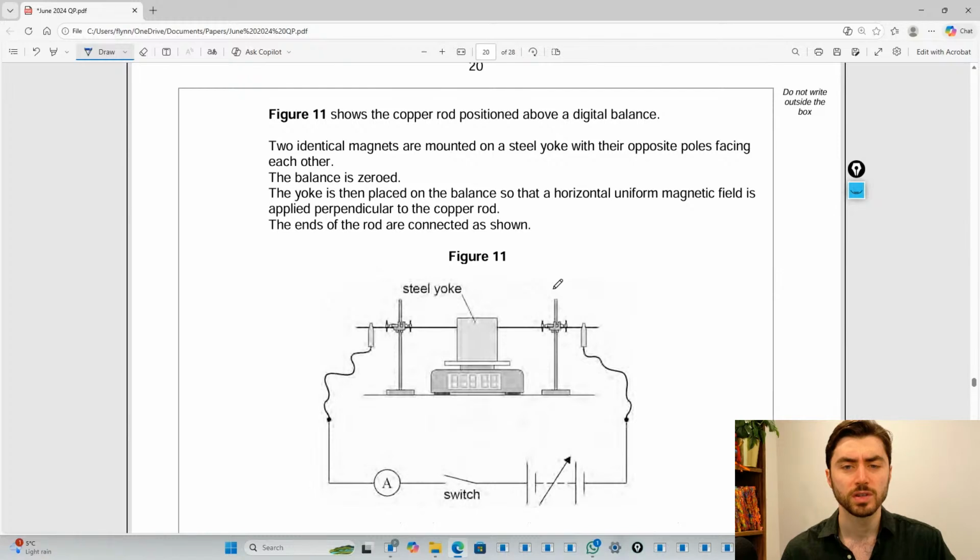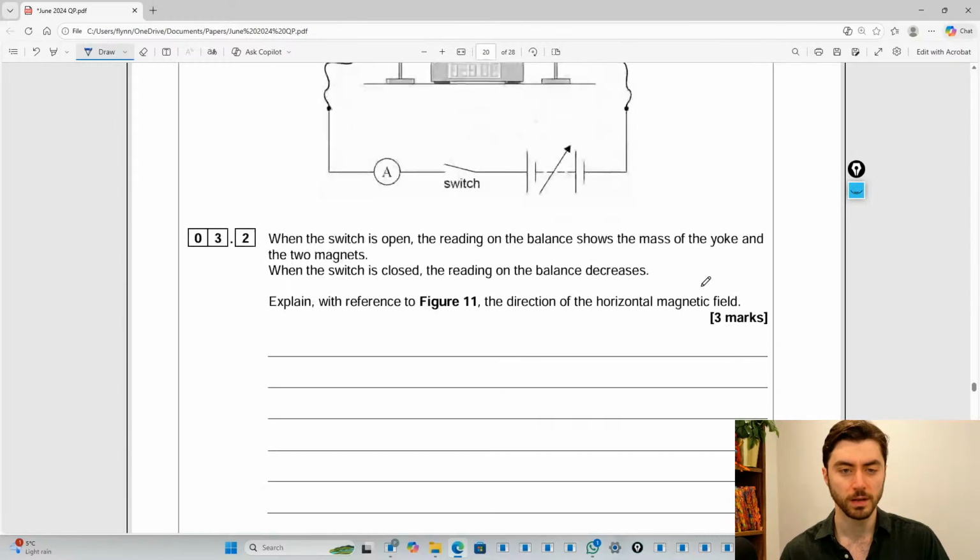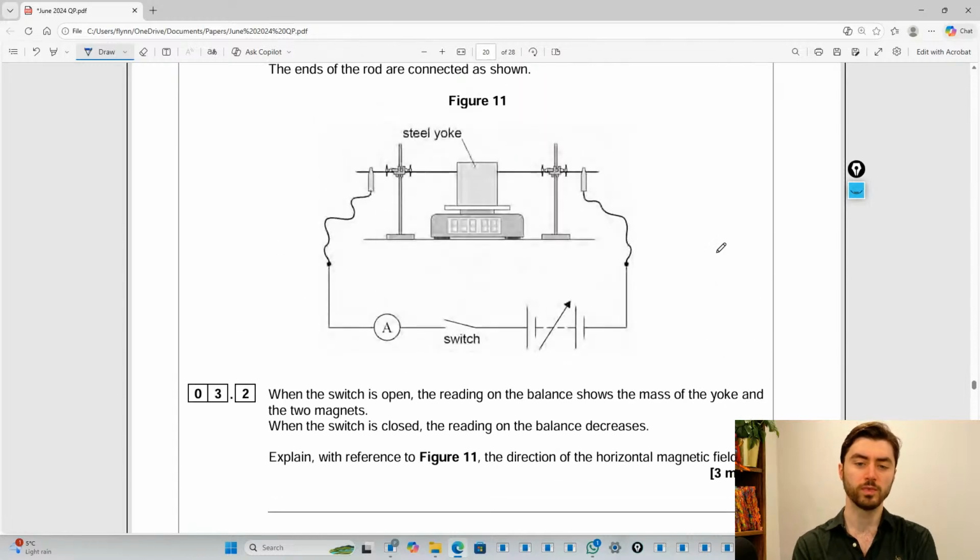Shows the copper rod positioned above a digital balance. Two identical magnets are mounted on a steel yoke, opposite poles facing each other, so there's a uniform magnetic field in between. So that's the copper wire. The yoke is then placed on the balance so that a uniform magnetic field is applied perpendicular to the copper rod. When the switch is open, the reading on the balance shows the mass of the yoke and the two magnets. Okay. When the switch is closed, the reading on the balance decreases.